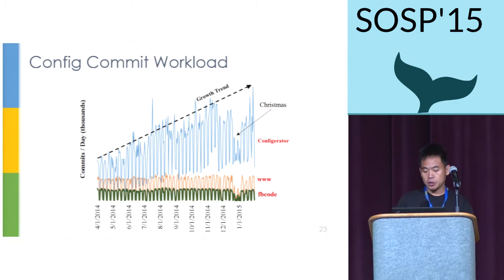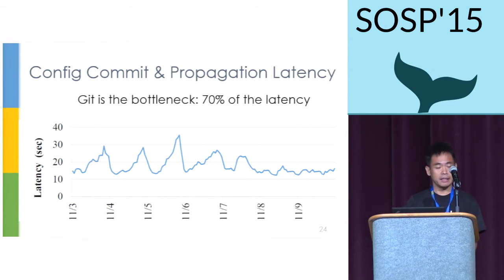This is the configuration change workload in our system. The workload grows very rapidly. The x-axis is the time. The y-axis is the number of commits per day. There are 3 curves. The one on the top is configuration change. The 2 at the bottom are front-end code change and back-end code change. This figure shows that the configuration data changes much more frequently than front-end code and back-end code. Moreover, the configuration data grows much faster than the front-end code and the back-end code. This rapid growth is the reason that Git is the bottleneck in our system, not the data distribution tree.